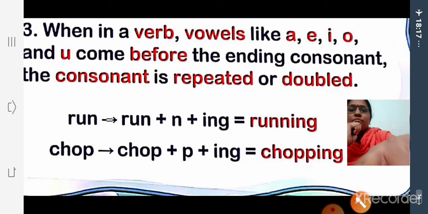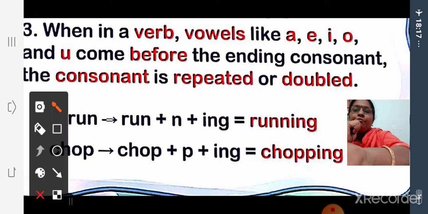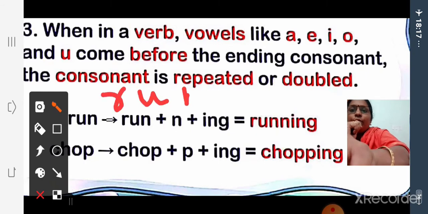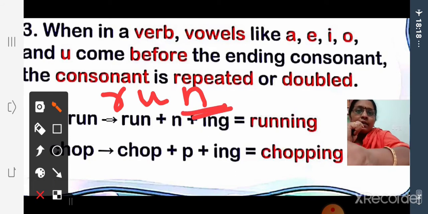So here, if a word, look at this word run, R-U-N, run. This word ends in a consonant. N is a consonant. Look at the letter before this consonant. It is the letter U. So in such words what we have to do is double the last consonant, or repeat the consonant.